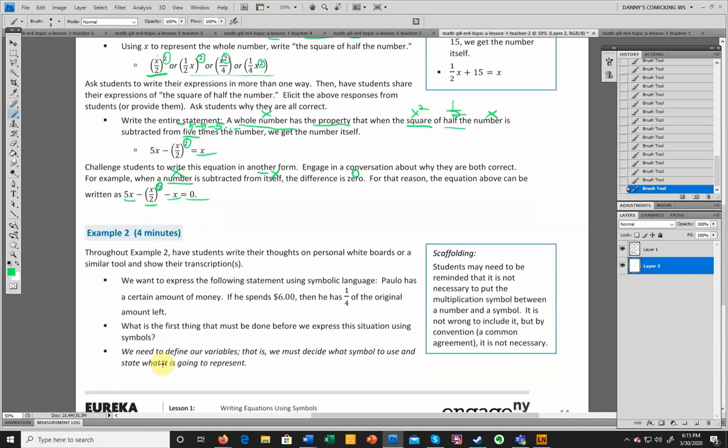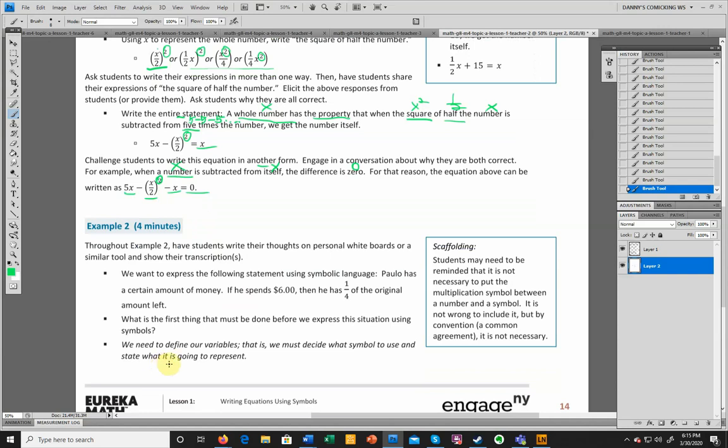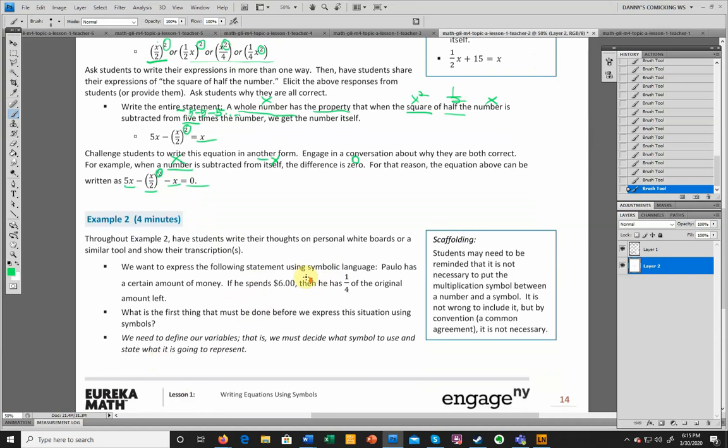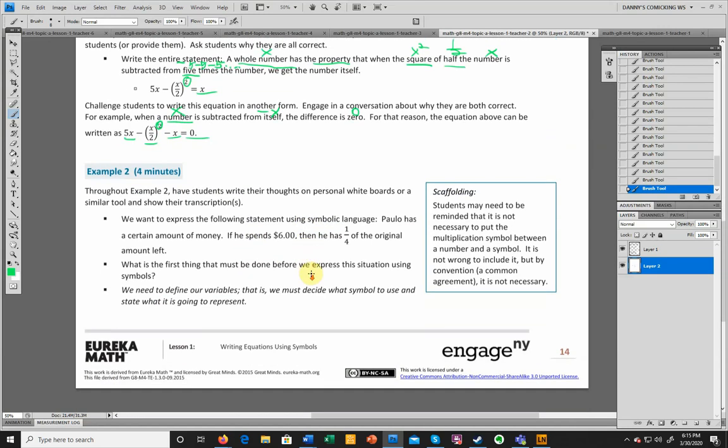Excuse me, again. Throughout example 2, I'm not going to have you write your personal thoughts, but if you have a piece of paper handy, it might be a good idea to go ahead and write stuff down.